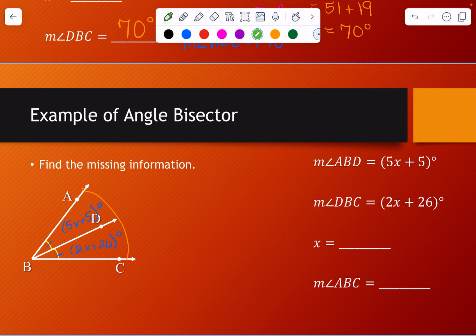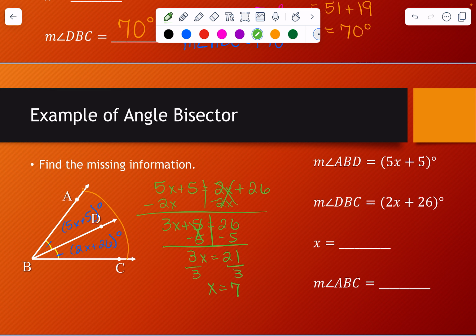To find x, we know those two angles have to be equal. So I'm going to go 5x plus 5 equals 2x plus 26. At that, now we start to solve. So that's going to give me 3x plus 5 equals 26. I'm going to minus 5. So 3x equals 21. Divide that by the 3, and we get x equals 7.